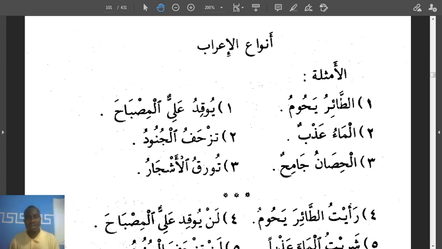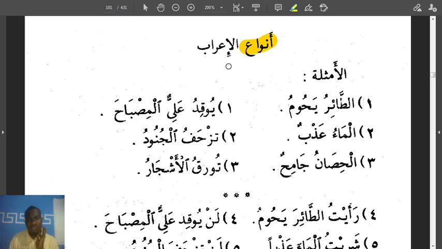And when we say Anwa'ul I'rab, Anwa' is the plural of naw', and naw' means type. So Anwa' is types. If you say Anwa'ul I'rab, the types of declension, the types of vowels that a word that declines can take.